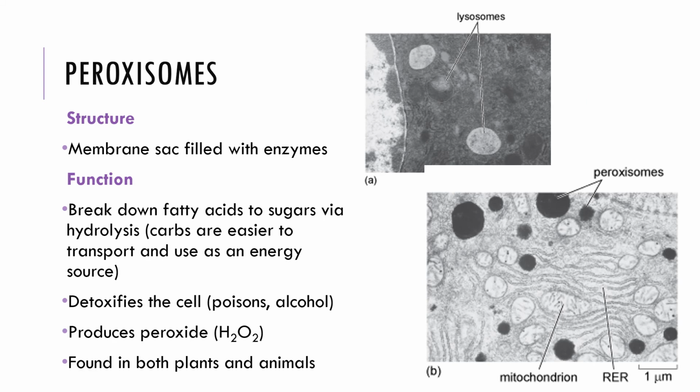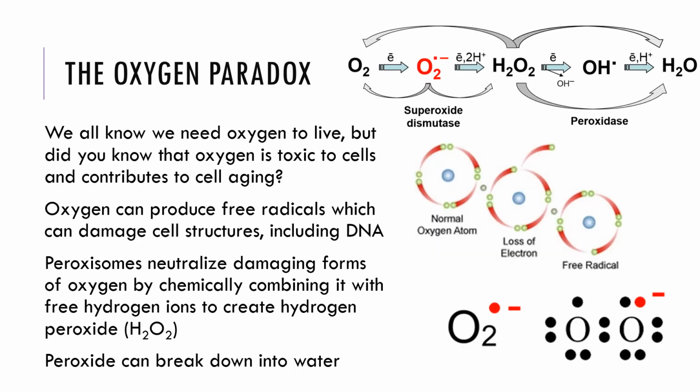So, peroxisomes on the face are pretty similar to lysosomes. They're membrane sacs filled with enzymes, but they have a different function. They'll break down fatty acids into simple sugars, ones that are more easy for our body to use. It helps detoxify the cell, and it produces peroxide, which I'll talk about on the next slide a little bit. But these structures are found in both plants and animals.